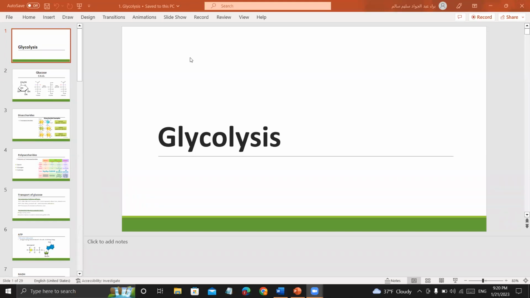بالنسبة للجلايكوليسيس، the glycolysis, it is the process in which the glucose is converted to two molecules of pyruvate. And this is the process for splitting the glucose, okay, splitting the sugar, because the glucose is a sugar and it is a carbohydrate. The glucose itself is composed of 6 carbon atoms.